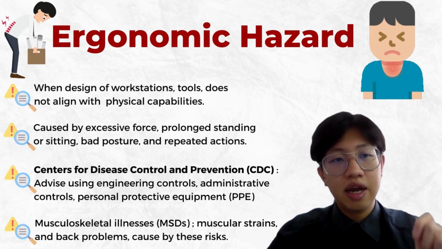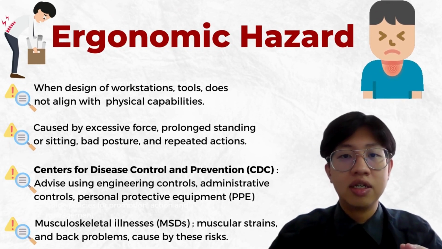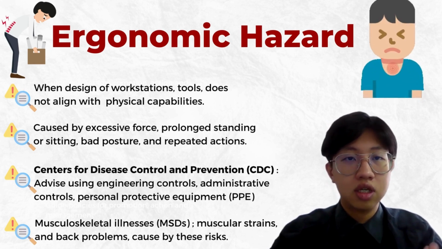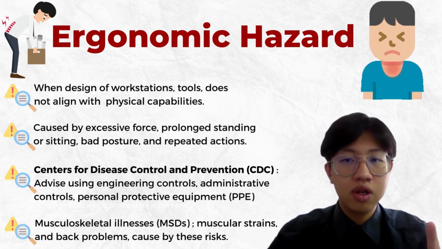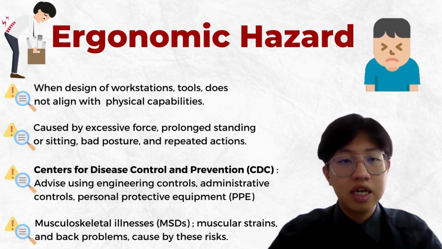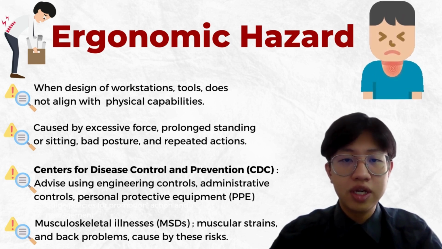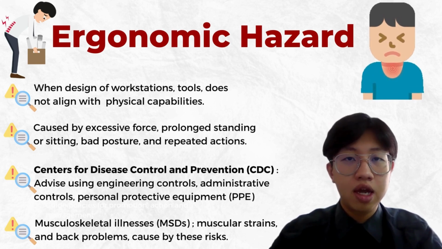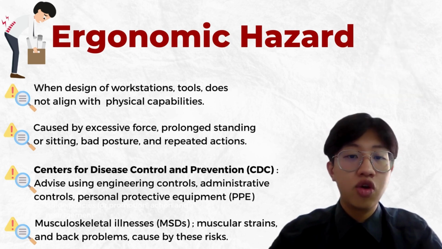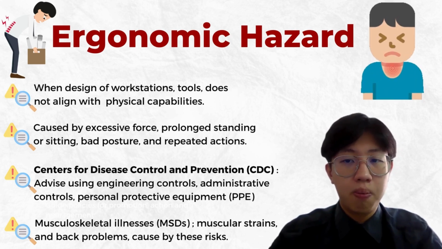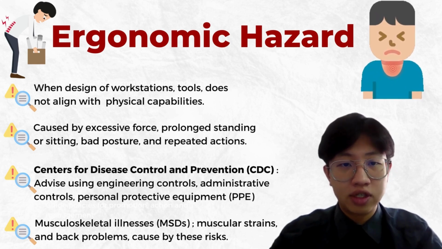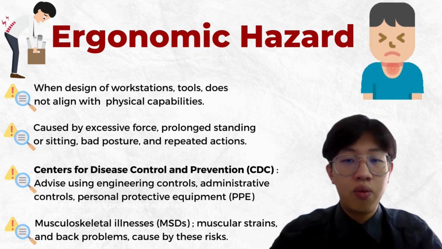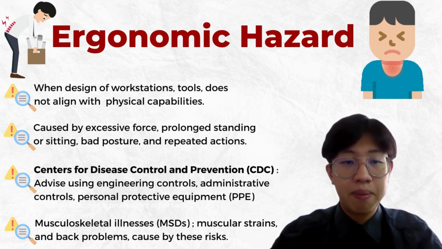Besides mechanical hazard, ergonomic hazard occurs in workplace when the design of workstation, tool, or tasks does not align well with the physical capabilities of workers. Numerous musculoskeletal illnesses, or what we call MSDs, including tendinitis, muscular strain, carpal tunnel syndrome, and back problems, can be brought on by these risks. Ergonomic risks can be caused by excessive force, prolonged standing or sitting, bad posture, and repeated action. Particularly at risk are workers who undertake duties that require bending, lifting large objects, or working in awkward positions.